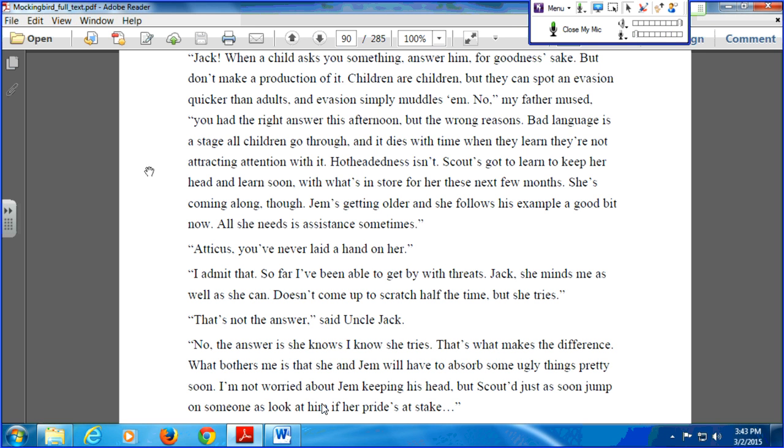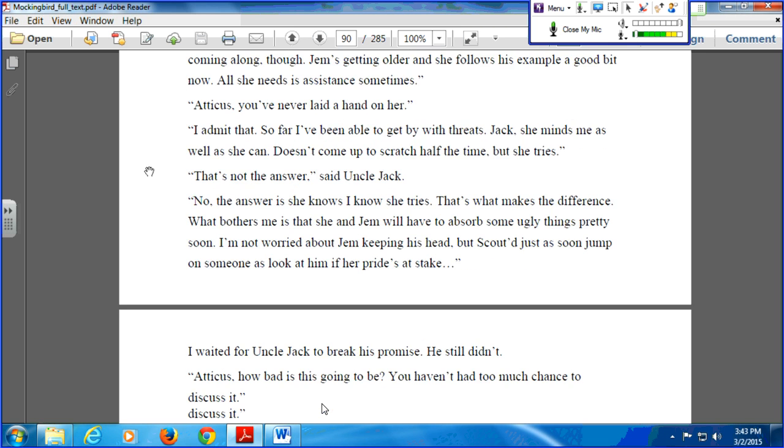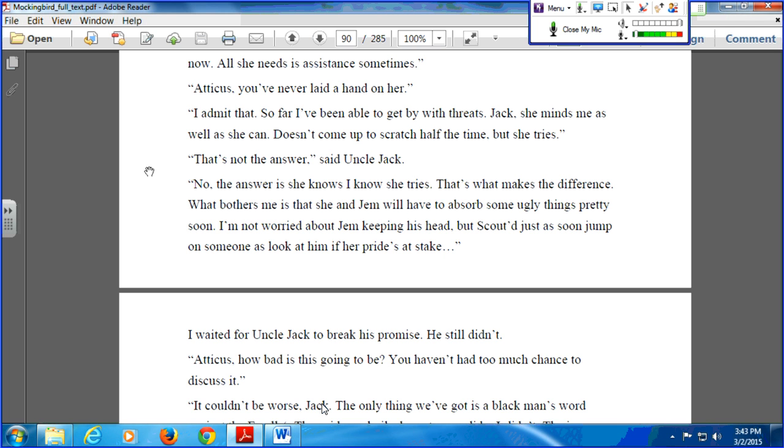"You'd never lay a hand on her." "I admit that. So far, I've been able to get by with threats." "Jack, she reminds me she knows what she can. Doesn't come up to scratch half the time, but she tries." "That's not the answer." "No, but what bothers me is she knows she tries. That's what makes the difference."